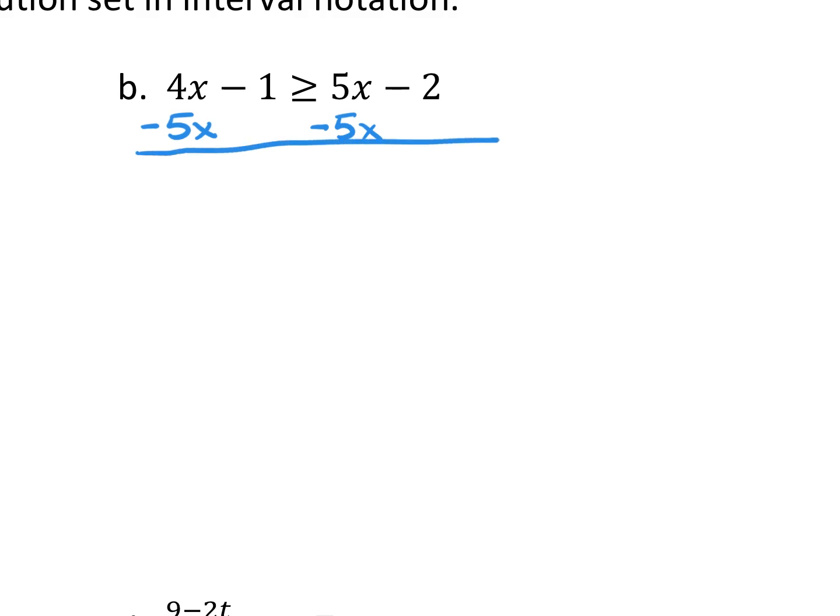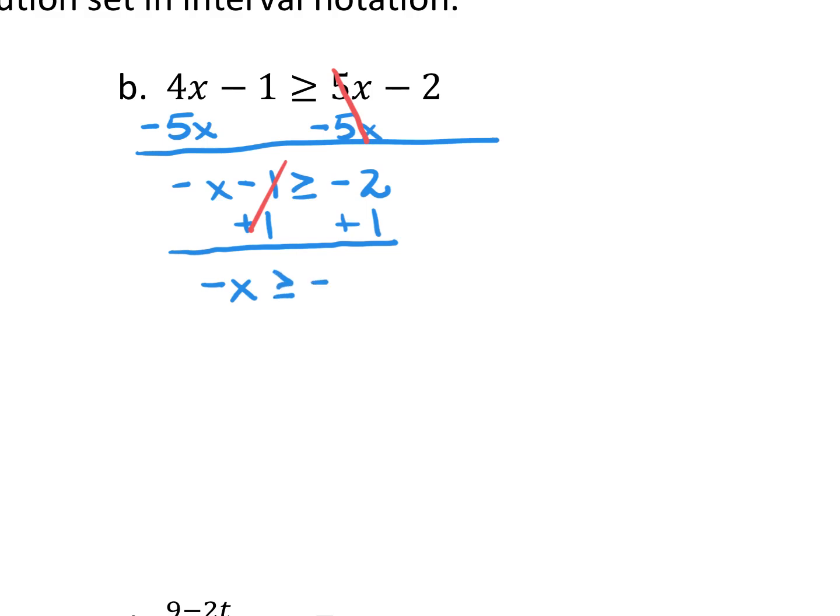If we do this, we get -x minus 1 is greater than or equal to, my 5x's cancel, and we have -2. All right, to finish solving, we want to add 1 to both sides. On the left, we have -x. Our 1's cancel. We still have greater than or equal to. And now if we combine -2 plus 1, we get -1.